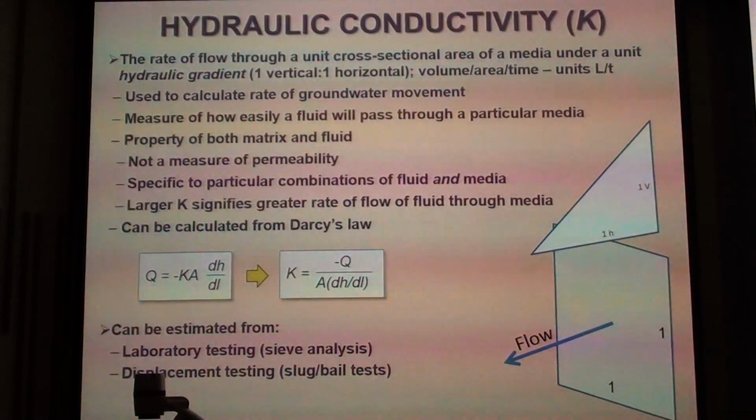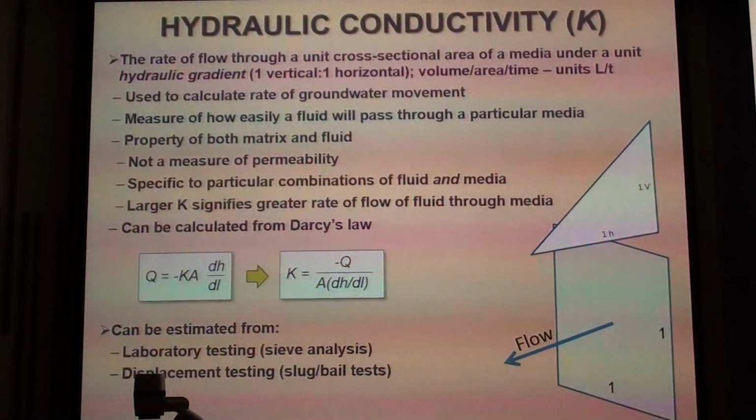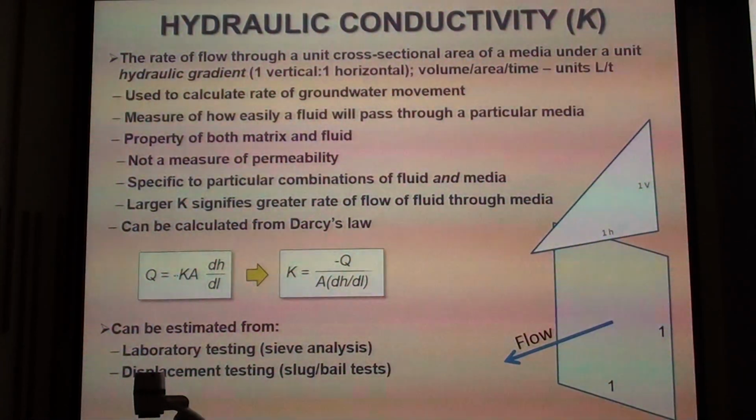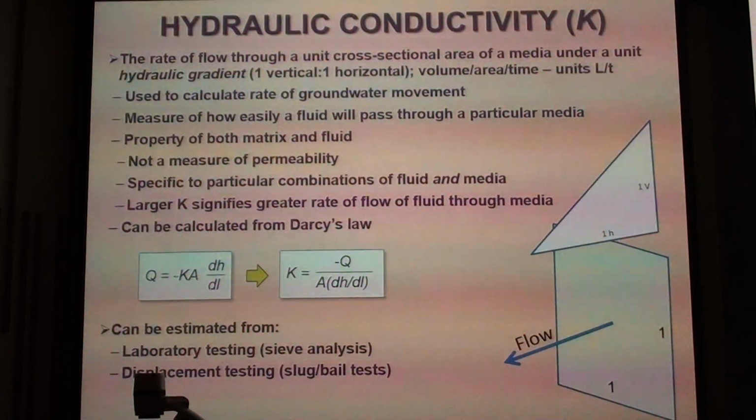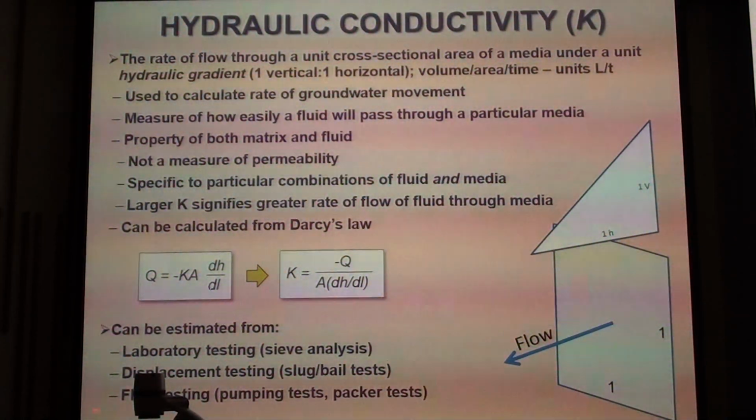Displacement testing, we talk about this in the initial stages of groundwater development. We do various things to piezometers and measure the rate at which water drops or fills back up in a hole, and you can work out what K is. And of course, the best way is through actual flow testing, pump testing as well, packer tests.